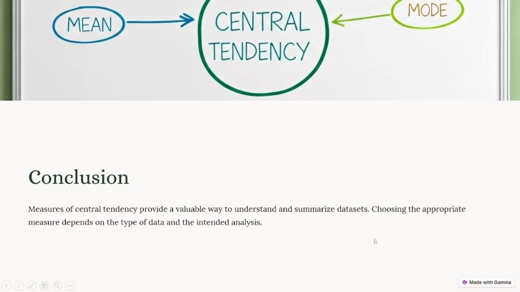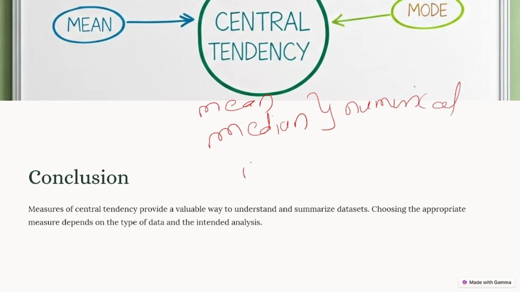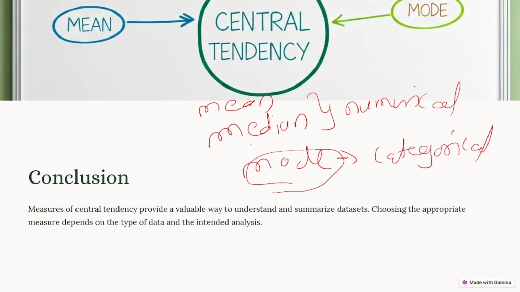So we are coming to the conclusion part. Measures of central tendency provide a valuable way to understand and summarize data sets. Choosing the appropriate measure depends on the type of data. As I have told you, you can choose mean and median for numerical data, and you can choose mode for categorical data. Mode you can also choose for numerical data, but median is the good choice if the data is sensitive to outliers. Otherwise, mean is also good.